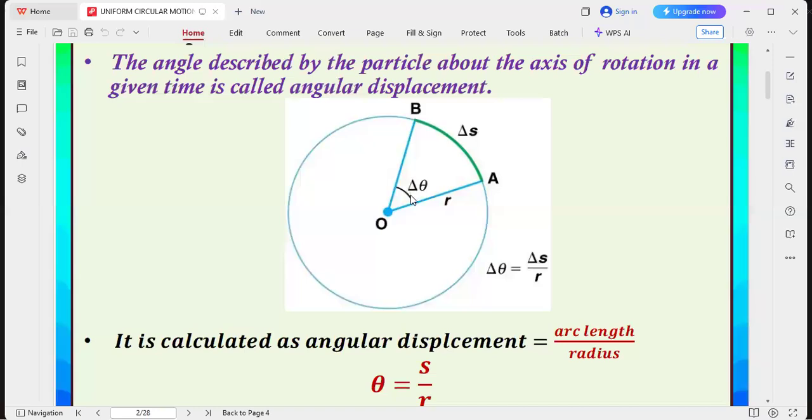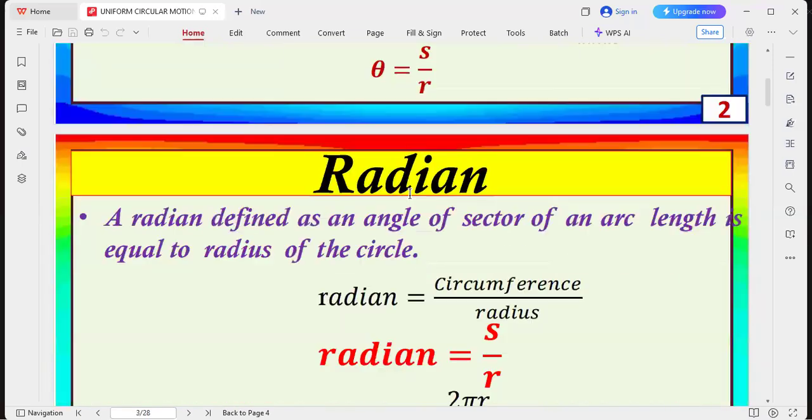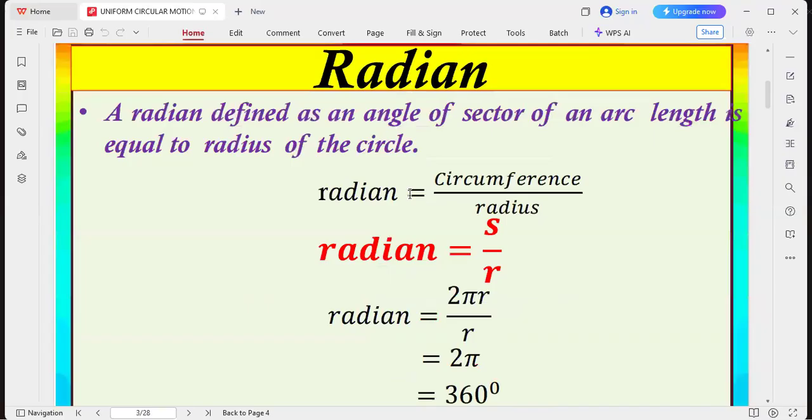So the definition here: a radian is defined as the angle of a sector when the arc length is equal to the radius of the circle. Or I think this is where the problem is. A radian is simply the angle subtended at the center of the circle.